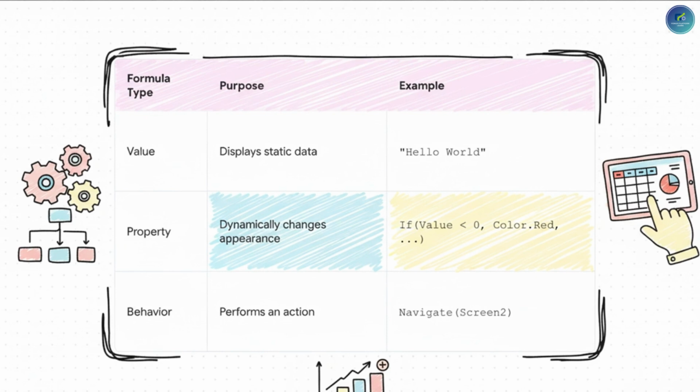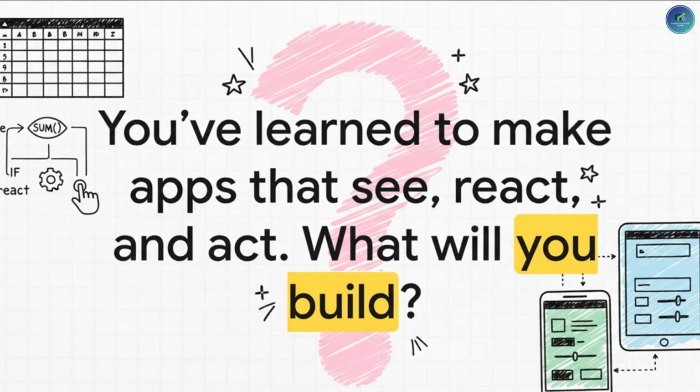So let's just recap the 3 amazing powers we've unlocked, right? First, formulas can define a static value just to display data. Second, they can dynamically control a property to change how your app looks and feels. And third, they can control behavior to make your app actually perform actions. So with just these 3 ideas, you can build some unbelievably powerful stuff. You've basically learned how to make your apps see data, react to that data, and then act on what your users want them to do. The only real question left is, what are you going to build first?